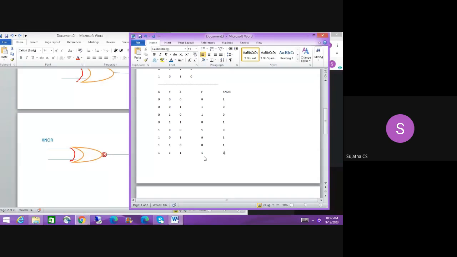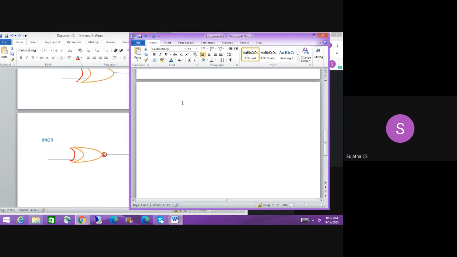So that is the XNOR gate. Simply, if you don't know, just apply the XOR gate and then take a complement of this, and you will get the exclusive NOR gate. You got it? Okay. Next, move on to the logical circuit.